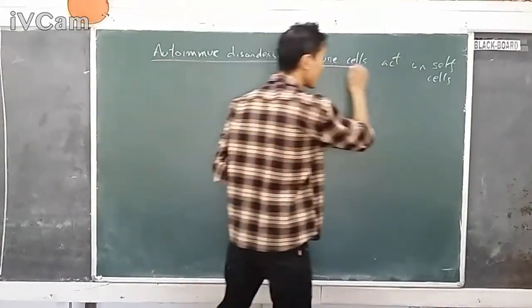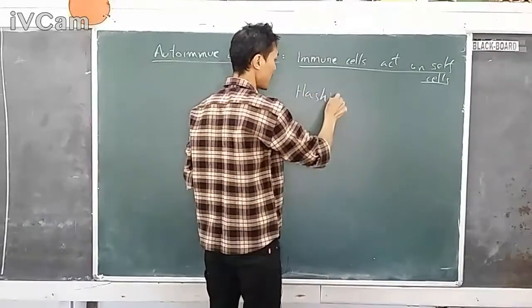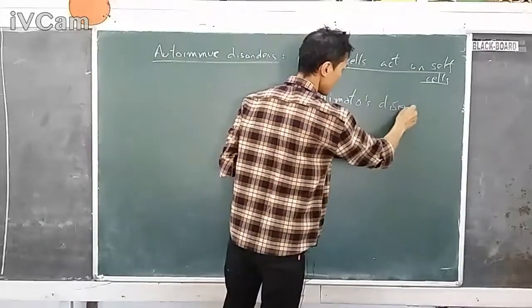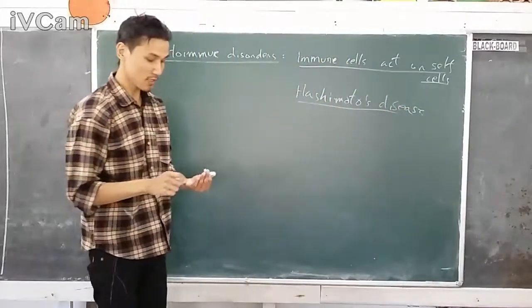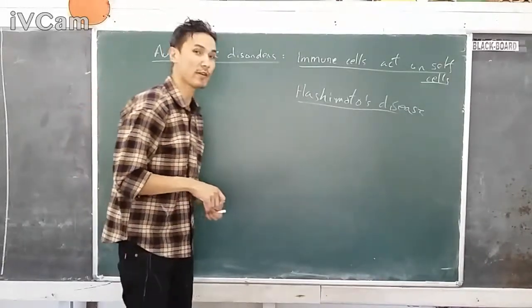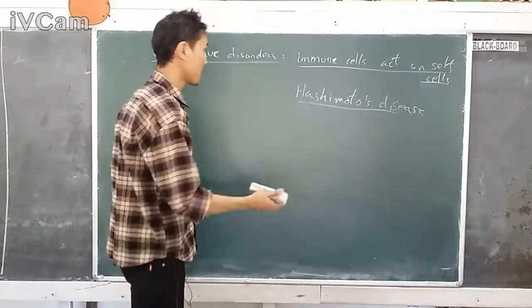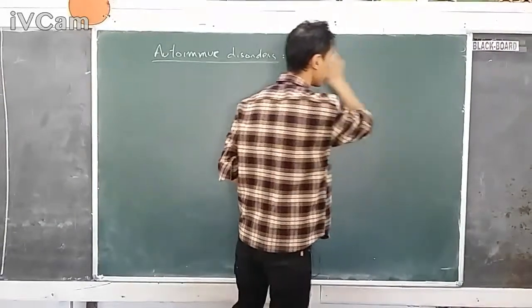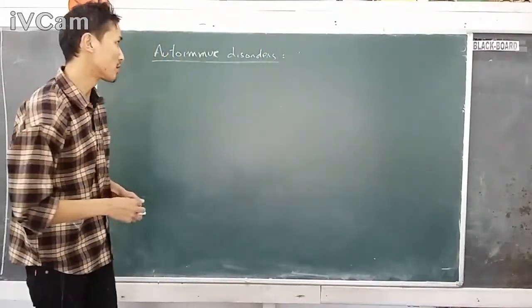As a result, they might produce diseases like Hashimoto's disease. In Hashimoto's disease, the immune cells start attacking the thyroid cells, leading to abnormal thyroid conditions. Basically, immune cells are supposed to fight against foreign particles, but in autoimmune disorders, immune cells act against the body's own cells.